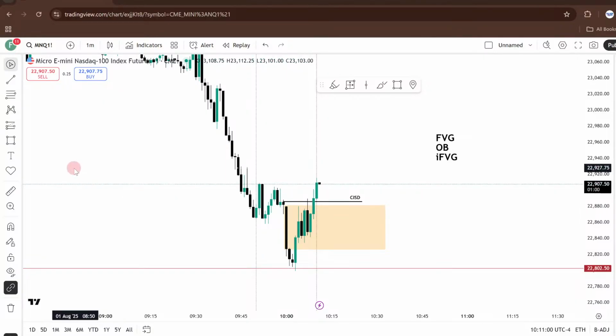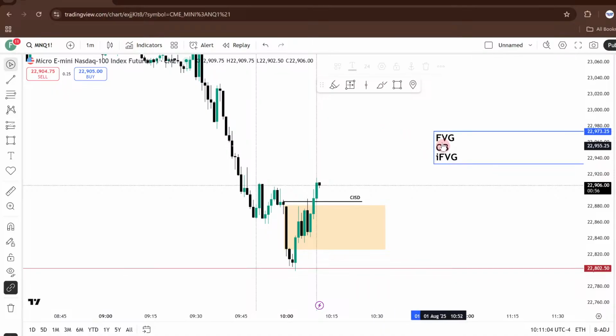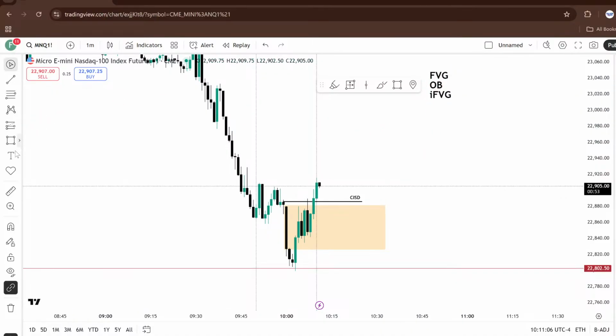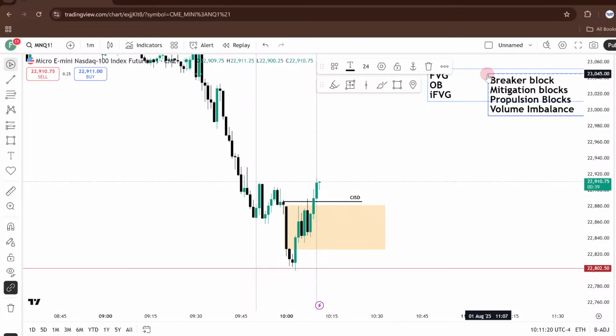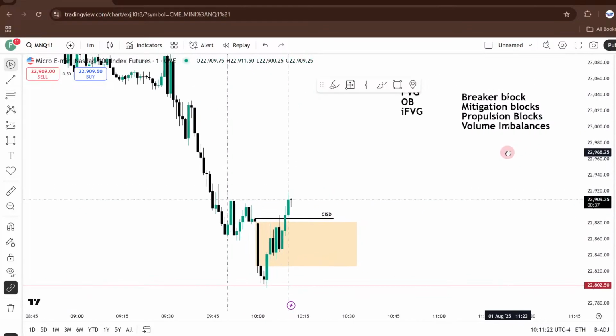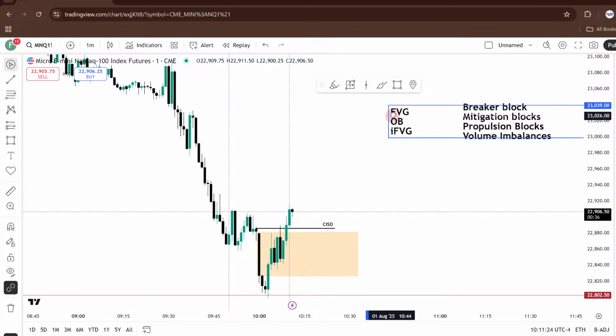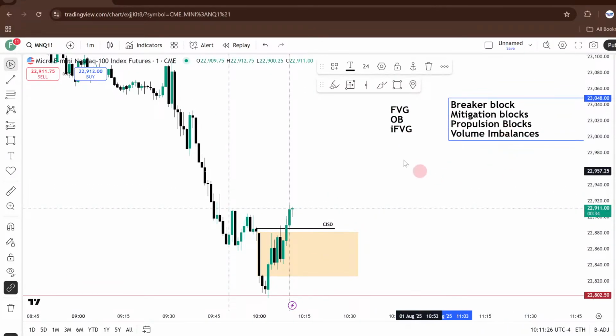If you want to, feel free to, but you don't need to. Does that make sense? Because obviously there's heaps. You've probably seen different videos. You've got breaker blocks, mitigation blocks, propulsion blocks. What else do you have? Volume imbalances. There's so many different PDRAs, and it can be very hard to go, well, what should I learn or what should I focus on?